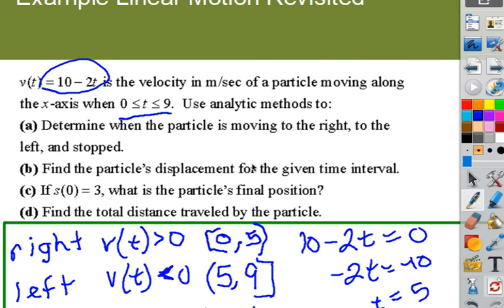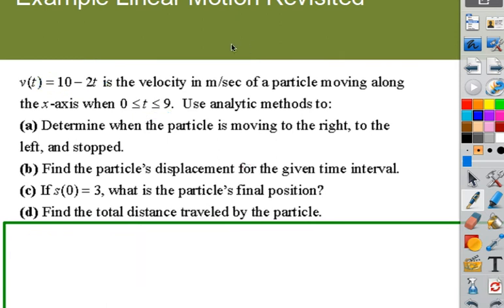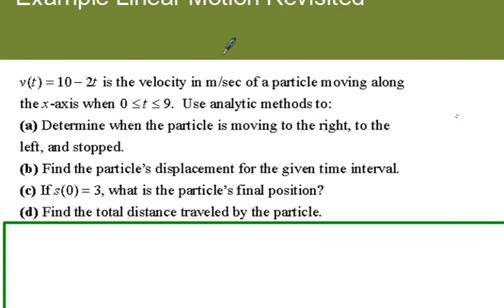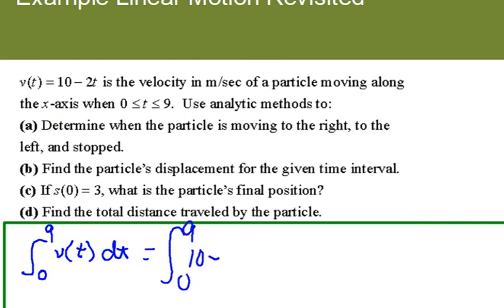Moving on to part B, this is where we get into the actual total displacement kind of problem. To find the particle's displacement for a given time interval, we need to calculate the integral. The integral is total displacement. So from 0 to 9, of my velocity function 10 minus 2t dt, how far did it go? I need to actually do the computation of this now. So what is the antiderivative of 10? And what is the antiderivative of minus 2t?